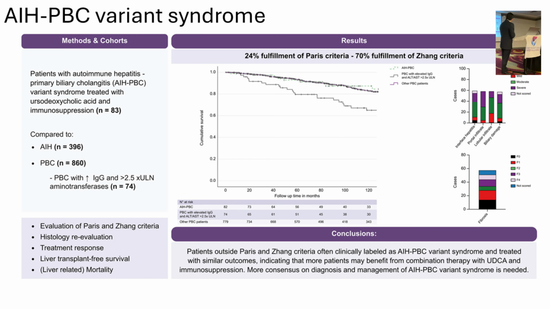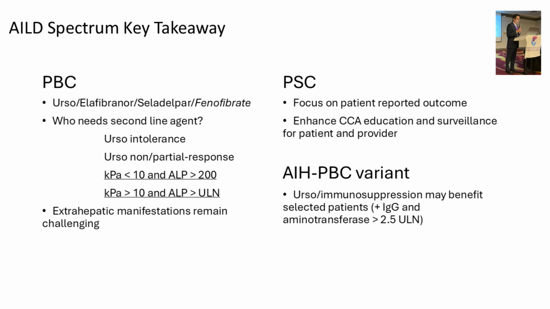The only thing that I want to highlight here is the bottom line. So this is the disease outcome up to 10 years. And the group that did the worst is those who had PBC as well as elevation in IgG and aminotransferase higher than 2.5 times the upper limit of normal. So this tells us that we are currently not treating this population very well, and there may be consideration for adding immunosuppression to treat those populations.